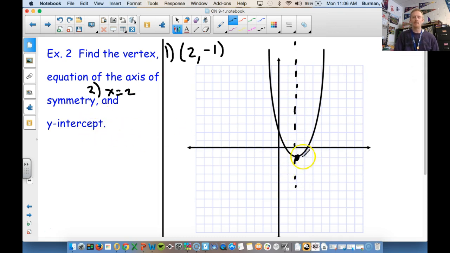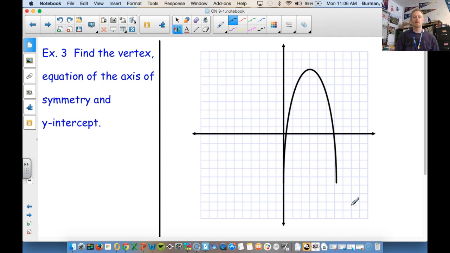And then the y-intercept, where does it cross? Well, that's where the x is 0. So let's call that step 3 here. You can see the point where it crosses is at where y is equal to 2. So x is 0, y is equal to 2 is my y-intercept. Let's see if we can try another one.